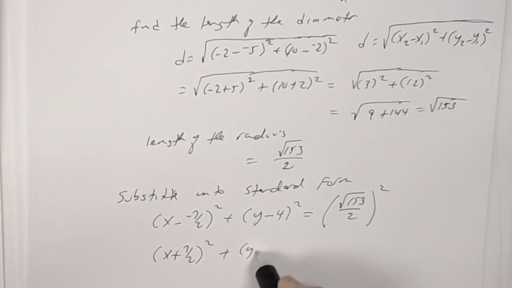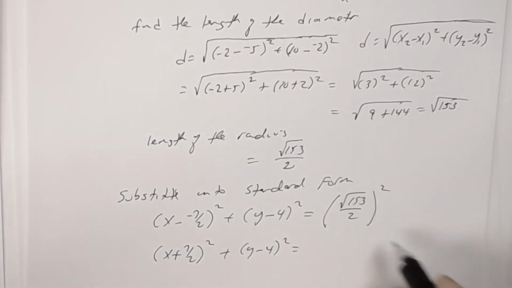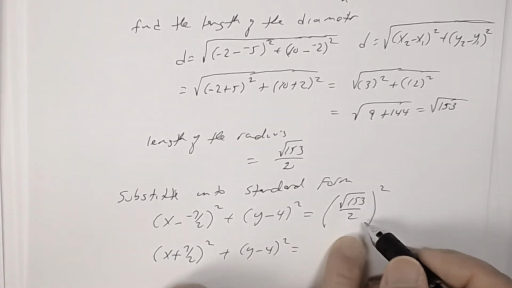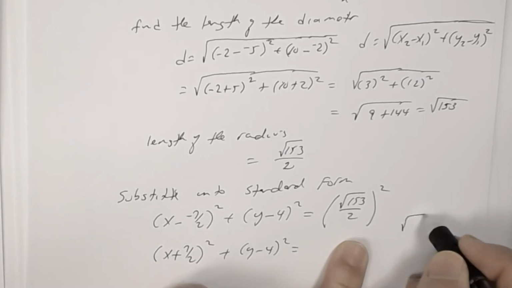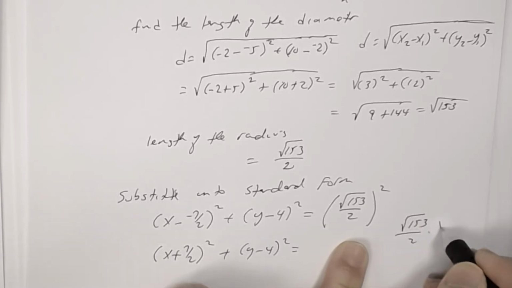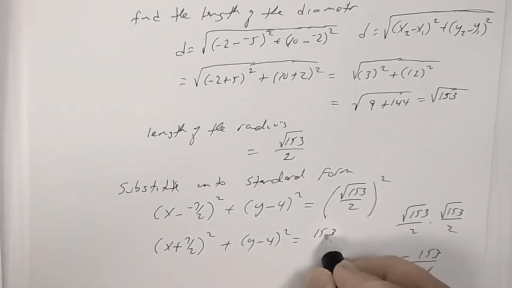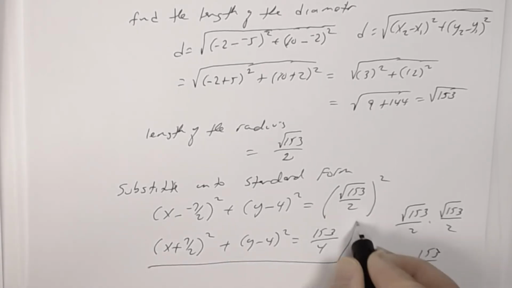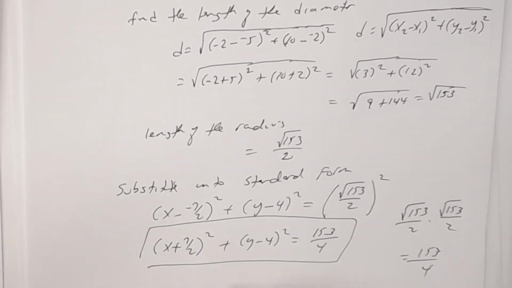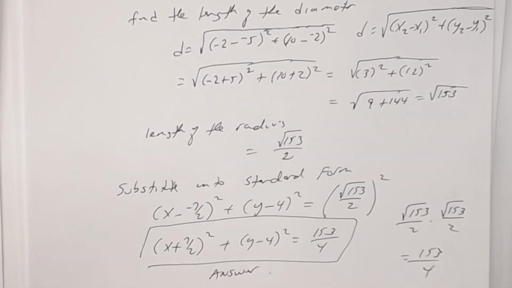Plus, and then that's going to be y minus 4 squared equal, now let's go ahead and deal with this. So remember, the square root of 153 halves means the square root of 153 divided by 2 times itself. All right, and then the square root of 153 times the square root of 153 is 153, and then 2 times 2 is 4. And so that is what goes here. So 153 divided by 4. All right, so there's your answer. All right, so that's standard form. Okay, so that's number 2.